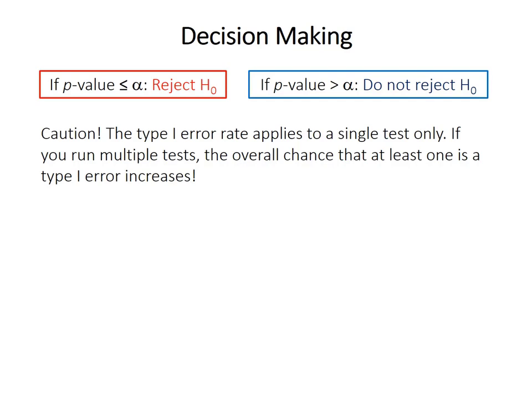Basically, if you run multiple tests, if you sort of dredge through your data trying to find things, the overall chance that you're going to find something that is a type 1 error, one of these false positives or false discoveries, is increased, potentially a lot.